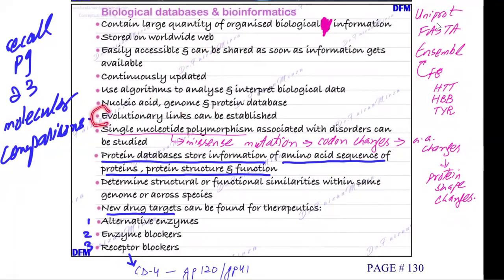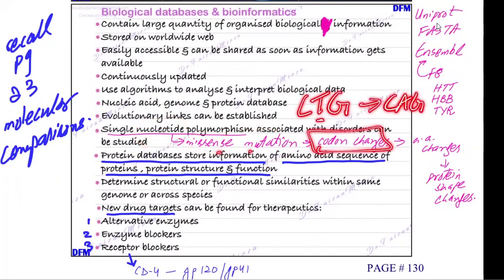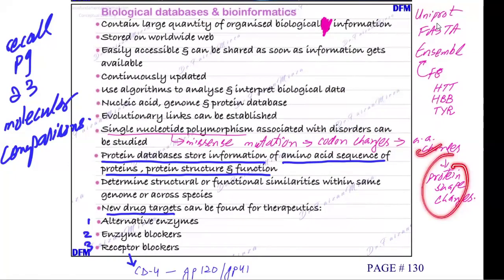This is one of the major ways we can compare two organisms, to see how closely they are linked in an evolutionary timeline. Single nucleotide polymorphism associated with disorders can be studied. What is single nucleotide polymorphism? It means a change in a single nucleotide in a codon, which, for example, could be a missense mutation. In a missense mutation, the codon changes. For example, the codon CTG changes to CAG. There's a change of one nucleotide, T to A, and this is a missense mutation. It can end up coding for a different amino acid, and because this amino acid is incorporated into the primary structure, the 3D shape of the protein changes.